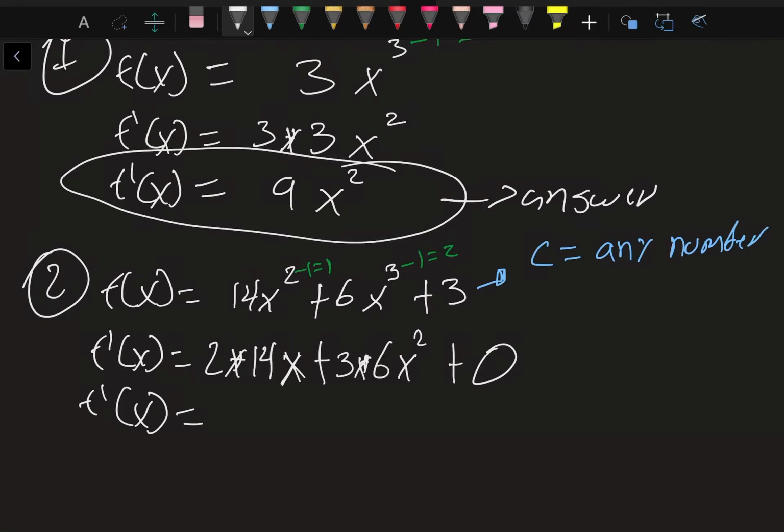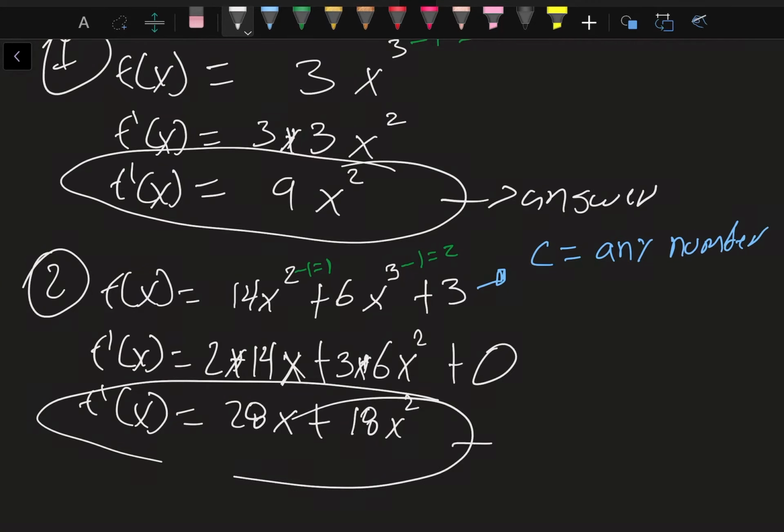So let's simplify this. 14 times 2 is equal to 28x. Like I said, if you want to put the number 1 on top of the variable, just to know that you have a 1 on top, it's okay. But in this case, I'm going to leave it just x by itself. I know in my mind that I have a number 1 on top of the variable. So plus 6 times 3 is equal to 18x squared. If you want to put the 0 at the end, it's okay. You don't want to, it's okay too. And this is our answer.